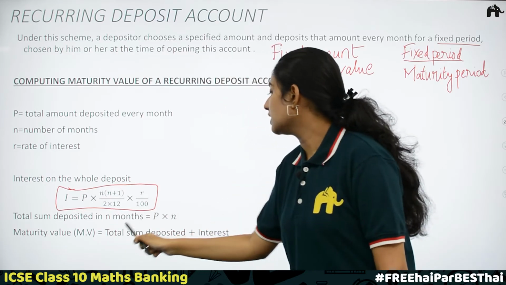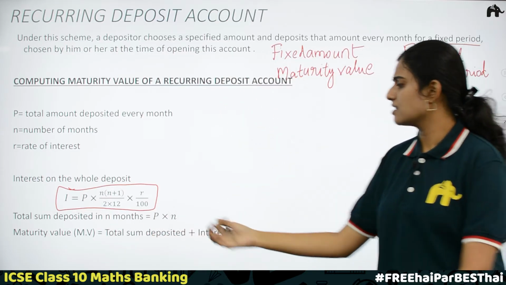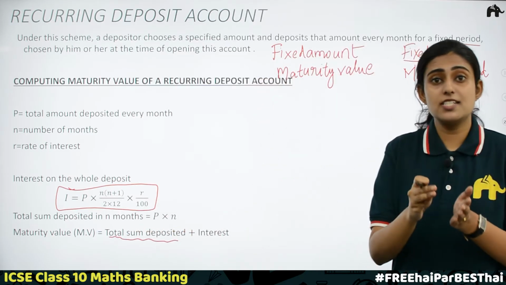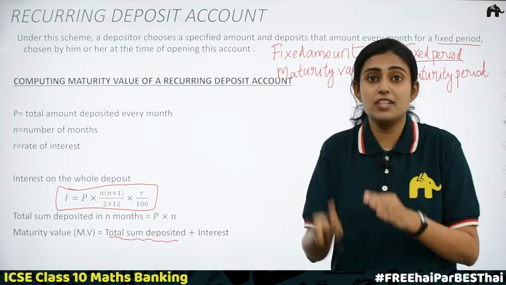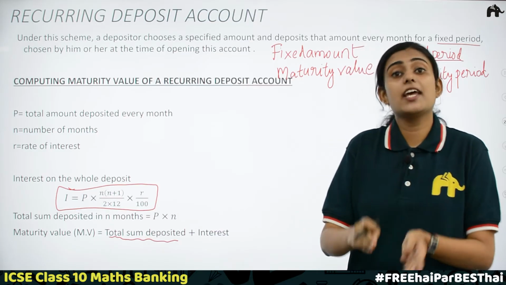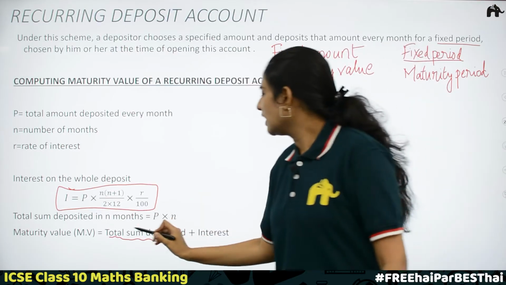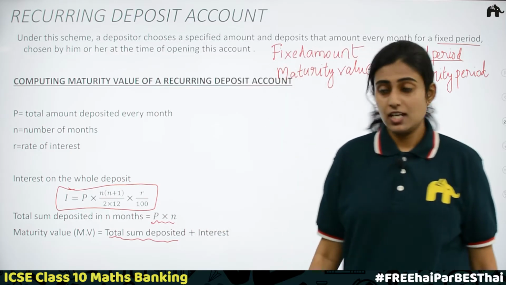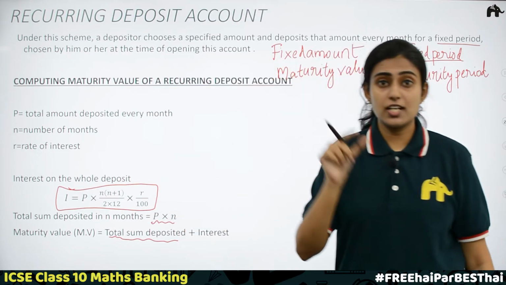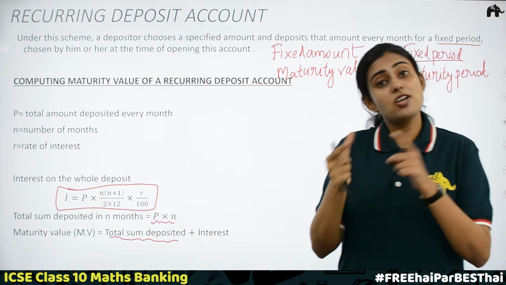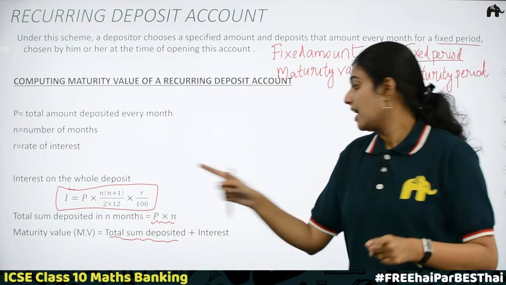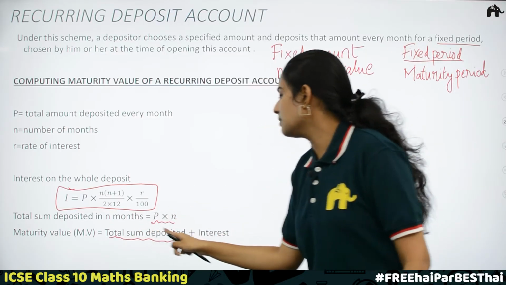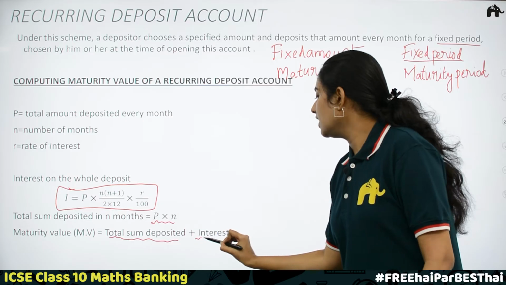Maturity value includes the total sum deposited and the interest. Total sum deposited, what that means is, you are depositing some amount, for example 2500 every month, for n number of months. Then the total sum deposited can be calculated using P into N, where P is the amount you are depositing in a particular month and N is the total number of months.